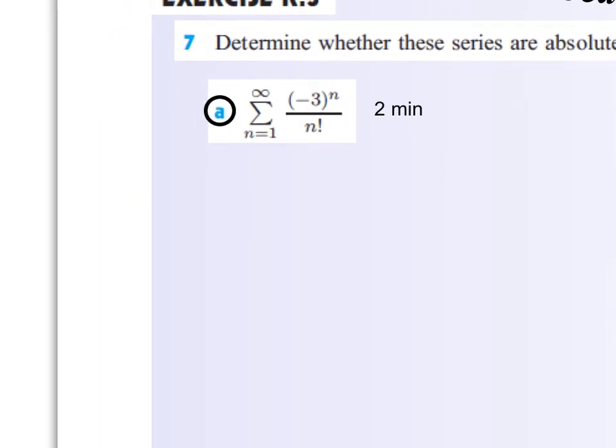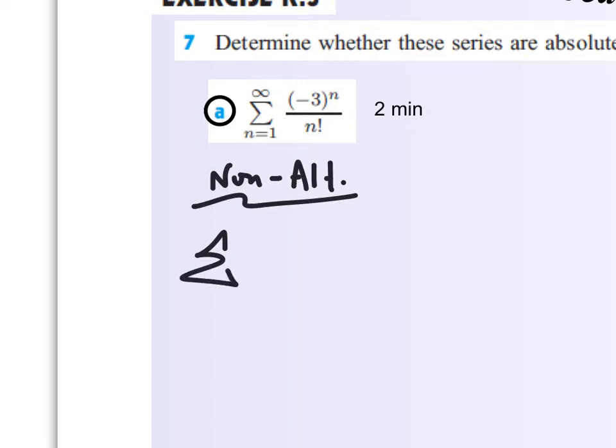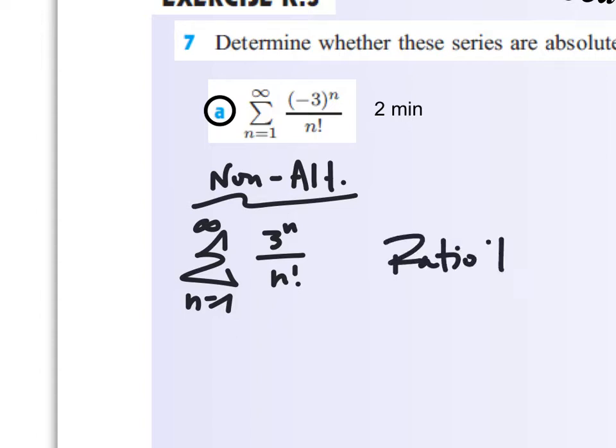All right, so again, like I said, test the non-alternating series first. So I'm going to test the non-alternating series. That would be the series from n equals 1 to infinity of 3 to the n over n factorial. Oh gosh, what is that screaming to you? To me, that's screaming ratio test. Ratio test for sure, all day long.